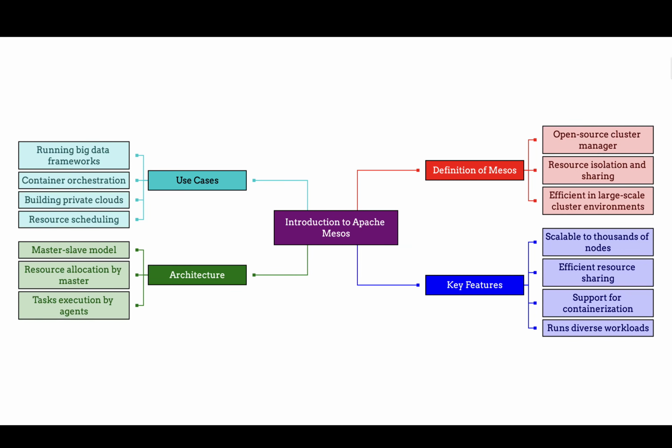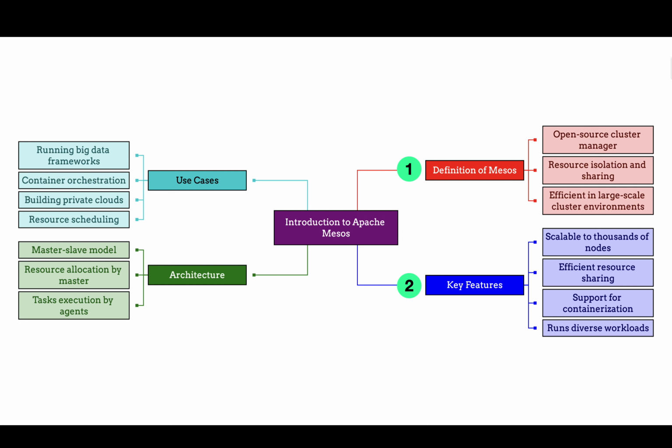Introduction to Apache Mesos. 1. Definition of Mesos. Apache Mesos is an open-source cluster manager that provides efficient resource isolation and sharing across distributed applications or frameworks. It's a platform for resource management and scheduling in large-scale cluster environments.